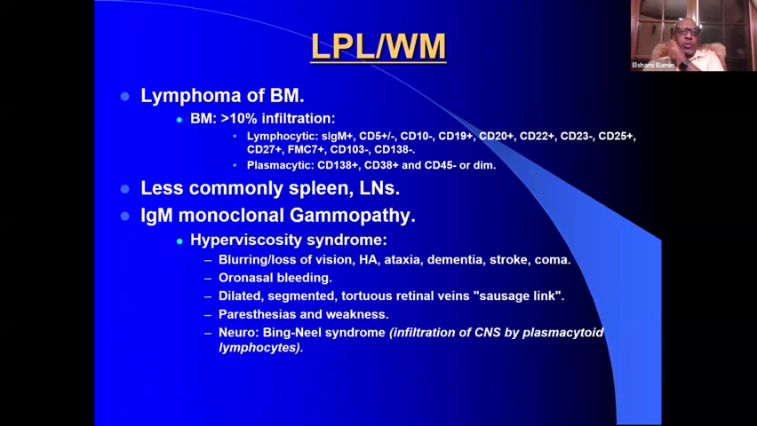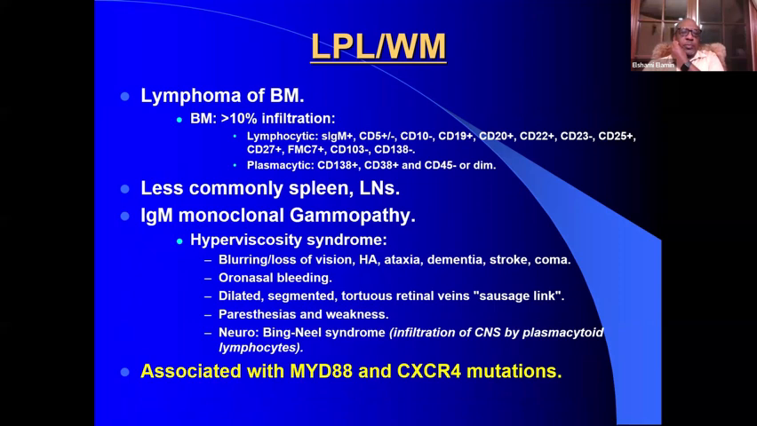It's an IgM monoclonal gammopathy. May present with hyperviscosity syndrome, and here are the features of the hyperviscosity syndrome. It is associated with MYD88 and CXCR4 gene mutations, which is characteristic for this disease. I think we mentioned this or the other marginal zone lymphoma with the other low-grade lymphoma, to differentiate between these two diseases by doing these gene mutations.